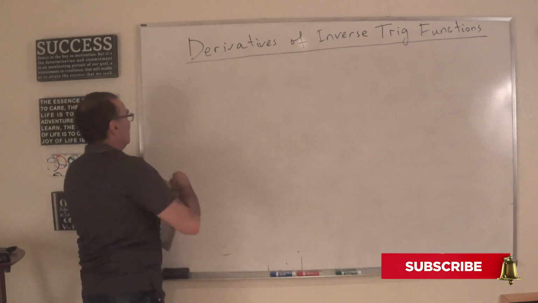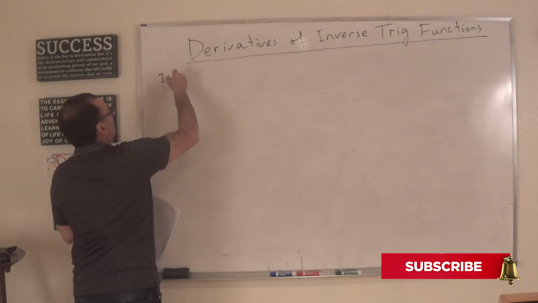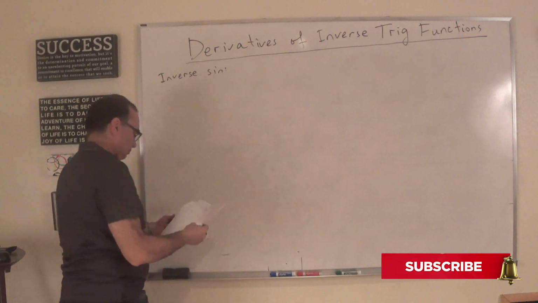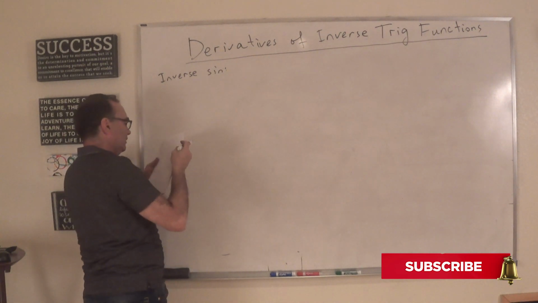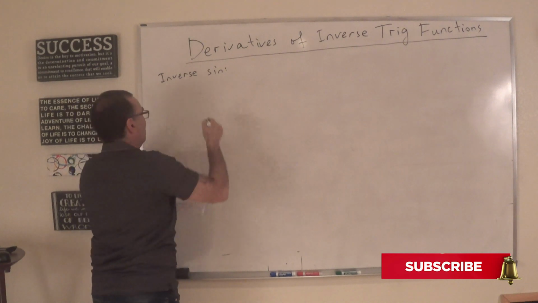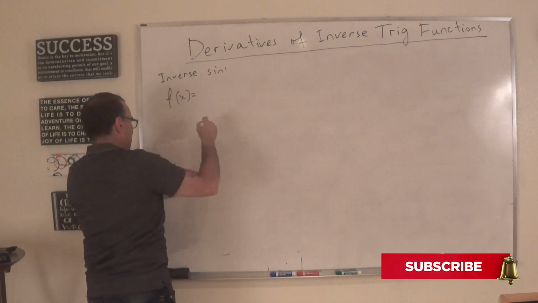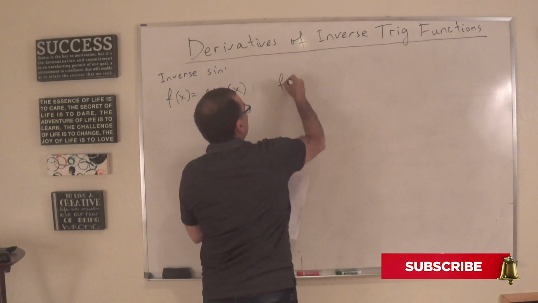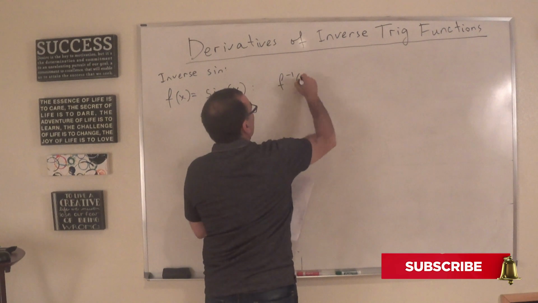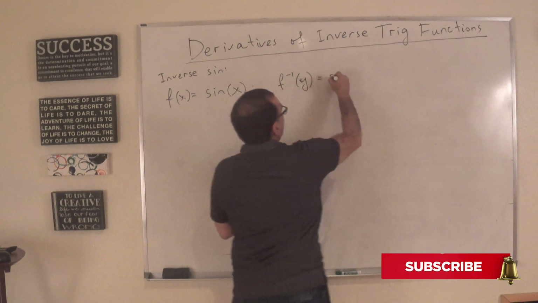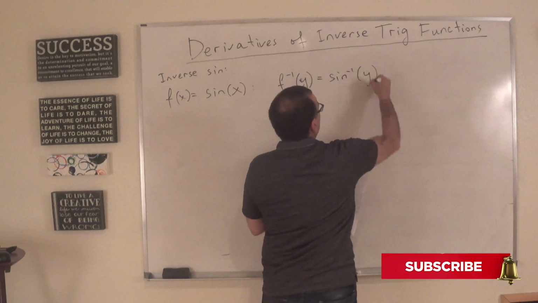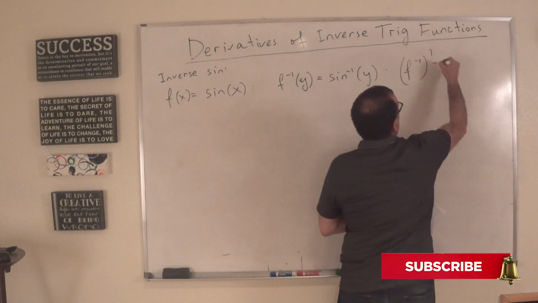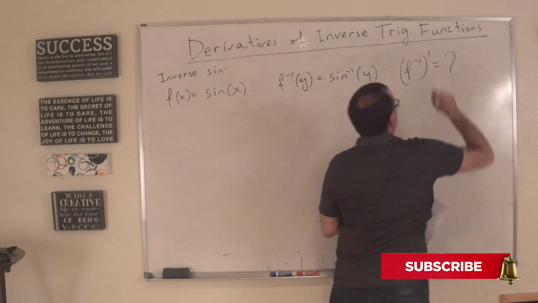So here's the first one, inverse sine. Let's say f of x equals sine x, and that means the inverse function f inverse of y equals inverse sine of y. And the question is now, what is the derivative of this inverse function?